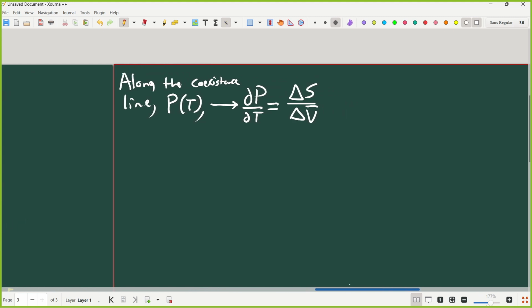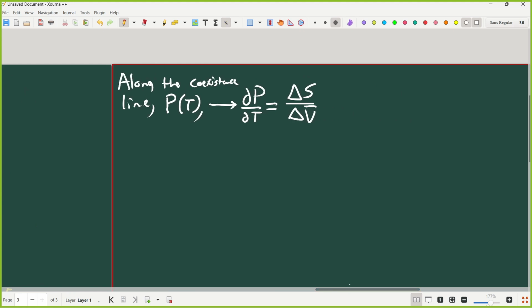But we can do one better than that. Because what's the problem here? Well, it's easy to measure change in density, because remember, molar volume V bar is 1 over the molar density. So it's easy to measure density. You just fill it up and measure how much volume it fills. But it's hard to measure delta S.